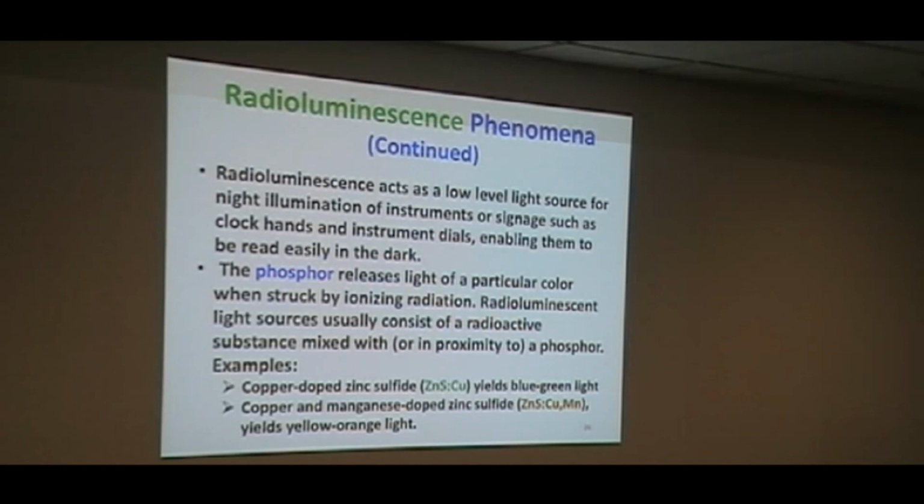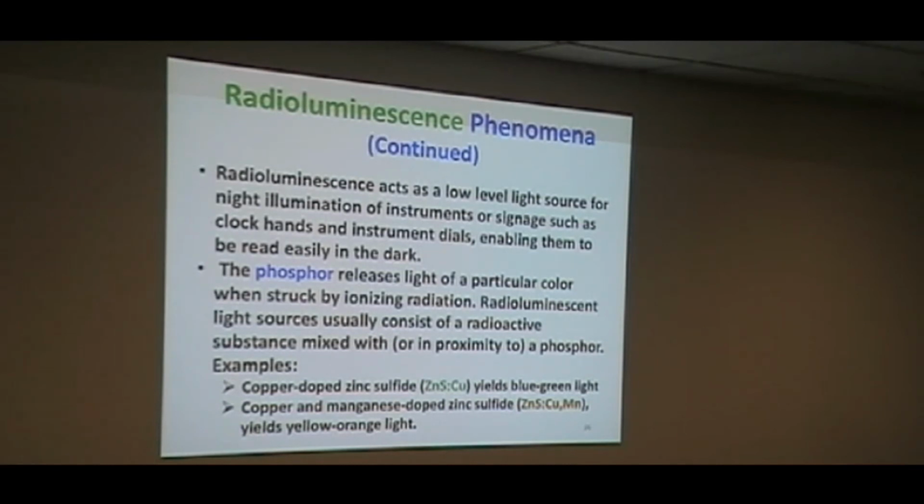The most common one is a semiconductor called zinc sulfide. Zinc sulfide with some copper atoms in it gives kind of a blue-green color. But if you put in copper or manganese, you can get yellow, orange, and there are some others.